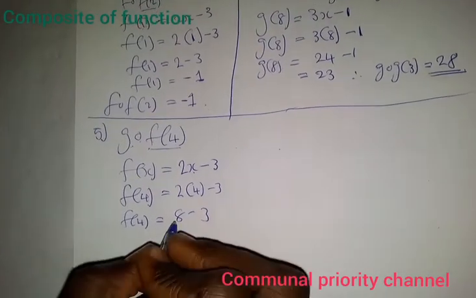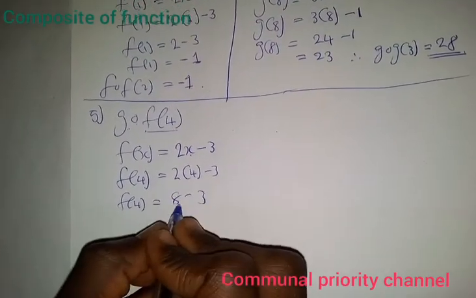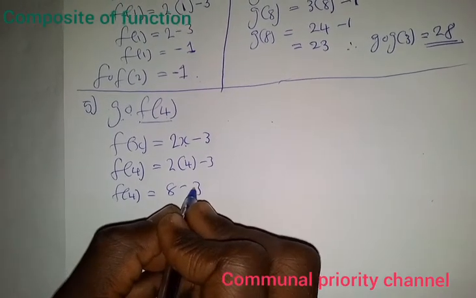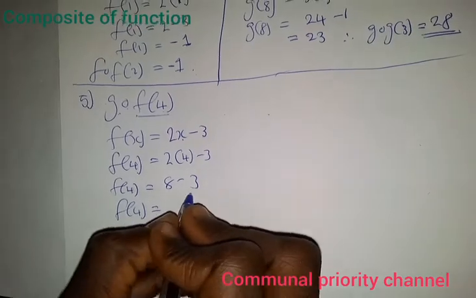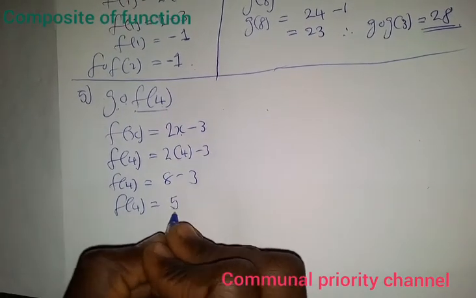So now, we know 2 times 4 is 8. Therefore, this will be 8 minus 3. Therefore, our f of 4 now is equal to 8 minus 3, which is 5.